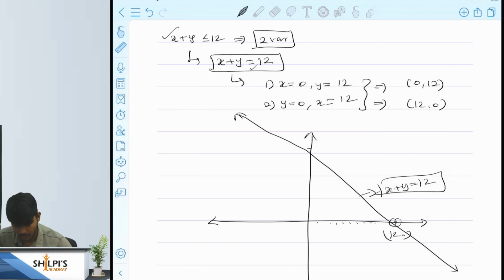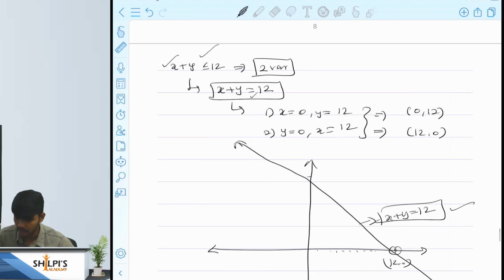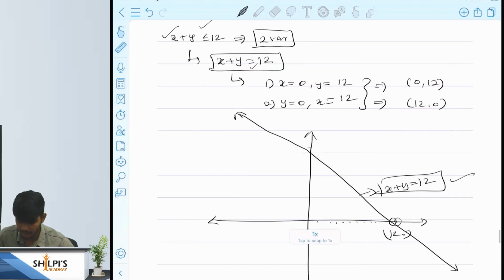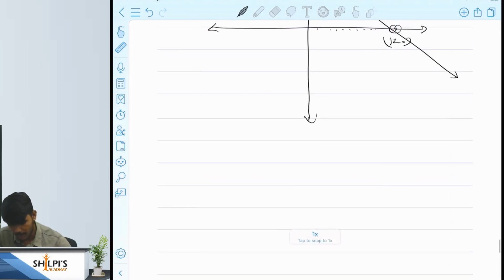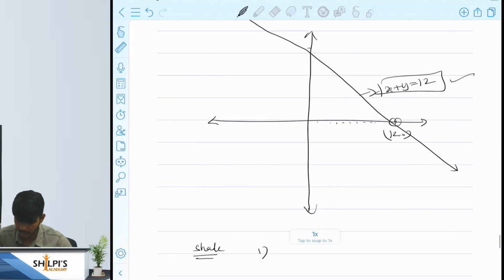But this is not what we need. We need the graph for x plus y less than or equal to 12. So definitely our graph will have a shaded region. So I need to shade. To shade a part, I have to take 2 points from either side of that particular line.